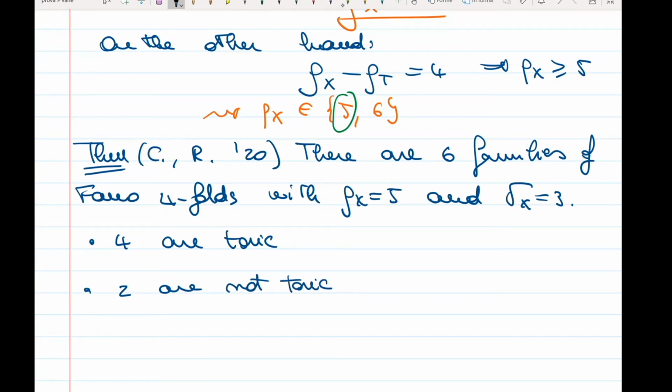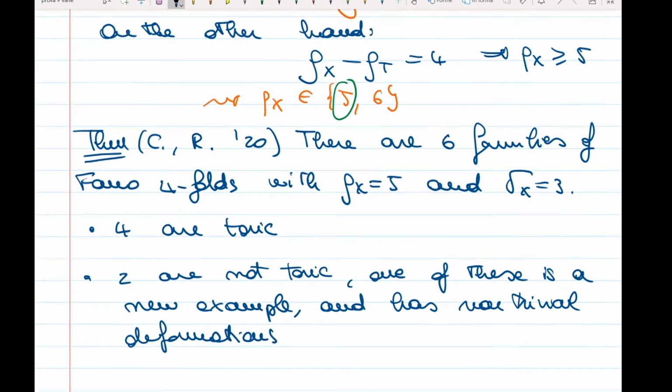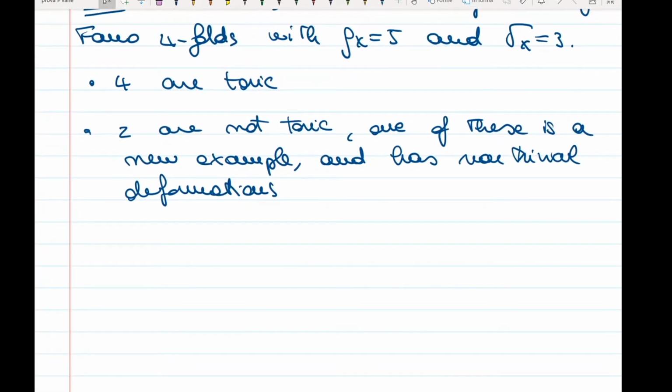And one of these is a new example, and has non-trivial deformations. So it's actually a family. And also all 6 are rational.